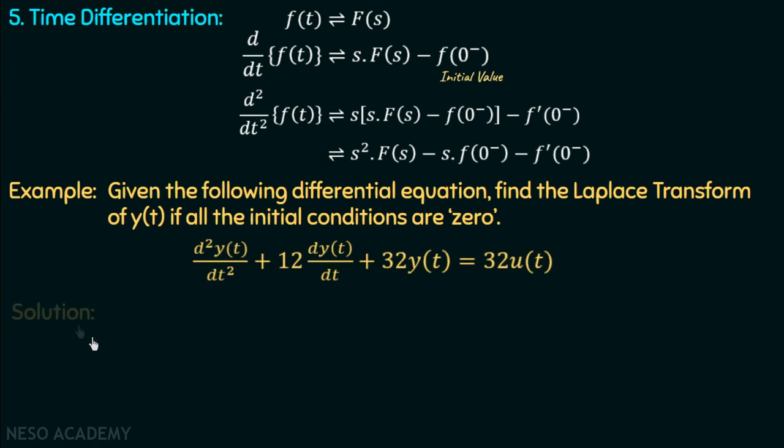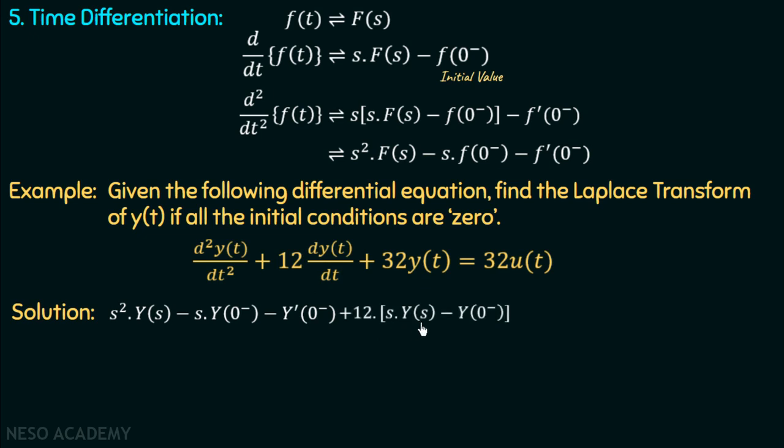So moving on to the solution. If the Laplace transform of y of t is Y of s, then the Laplace transform of the second order derivative of y of t will be s square multiplied Y of s minus s multiplied y of 0 minus, minus y prime of 0 minus. Similarly, the Laplace transform of the derivative of y of t will be s multiplied Y of s minus y of 0 minus. And it is multiplied with 12, so by the homogeneity principle, 12 will be multiplied in the Laplace transform also. The Laplace transform of 32 y of t will be 32 Y of s.